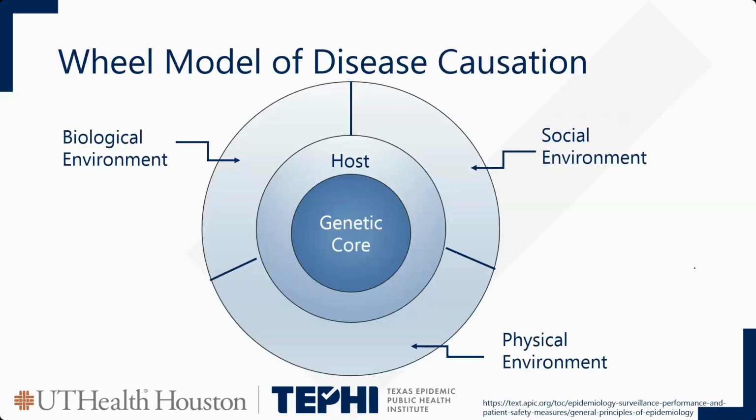The third model we'll be discussing today is the wheel model of disease causation. The wheel model consists of a hub, which is the host or human, with an inner core of genetic information. The environment surrounding the host is divided into 3 parts. This is the physical, biological, and social environment. And the size of each component is related to the disease process under consideration. For example, the genetic core is large for hereditary diseases, but it will be small for viral diseases.